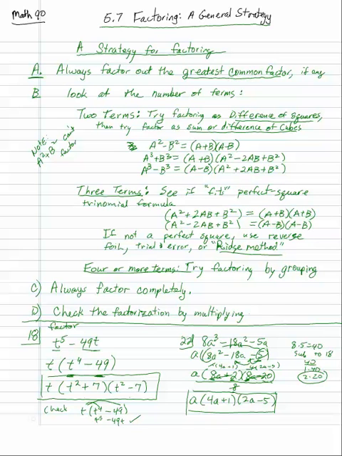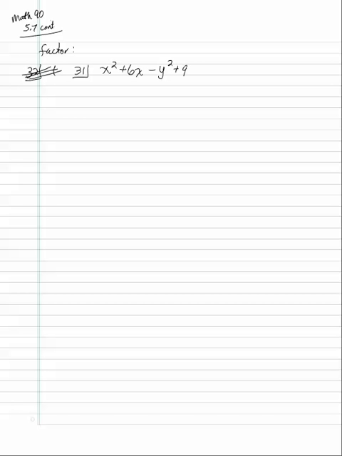Alright, let's try another one. Next page. Okay, let's look at 31. x squared, so I've got 1, 2, 3, 4 terms. Oh, first, are there any common factors? No. So, 4 terms. So all I can try is factor by grouping.